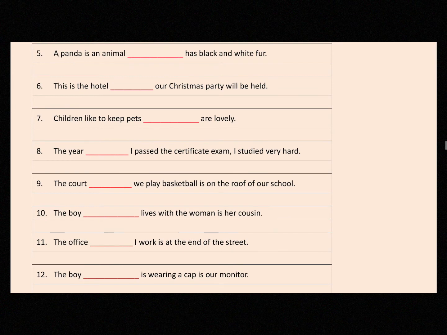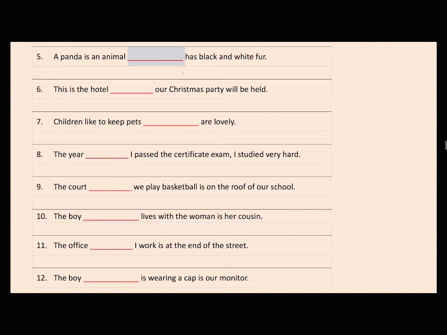For number 5, a panda. A panda is an animal. For animal here, we need to be careful because animals are not people, and that's why we will not use who. We will not use where. Instead, we say a panda, it's an animal which has black and white fur. Remember, for animal, we will use which.